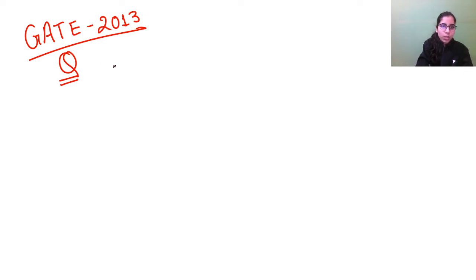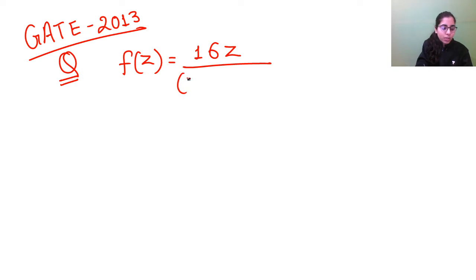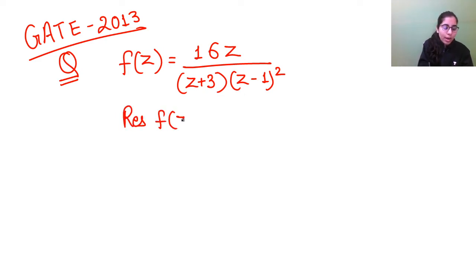The question is, for the function f(z) is equal to 16z upon (z plus 3) into (z minus 1) whole square. Clear? The residue at the pole z is equal to 1 is, you need to find the residue of this function at z is equal to 1 pole.